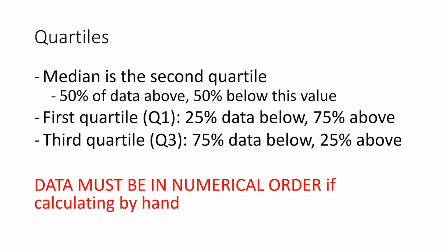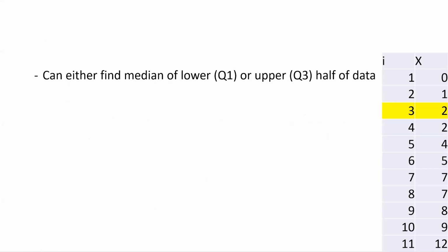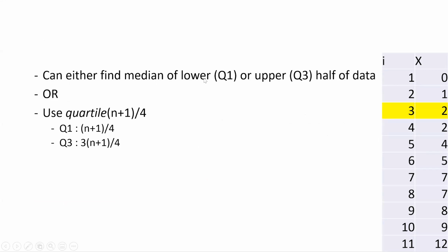The data has to be in numerical order if you're calculating by hand, or if you're using the equation, I think it's on page 28, that you used on the homework assignment 2 weeks ago. So you can either find the median of the lower or upper half of the data. That's one method, right? If you find the median of the lower half, you find the first quartile. If you find the median of the upper half, you find the third quartile.